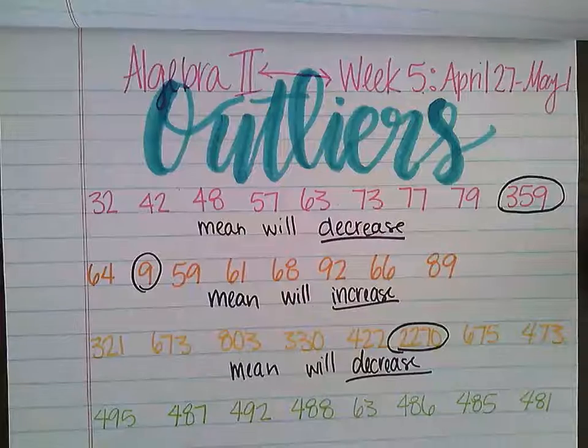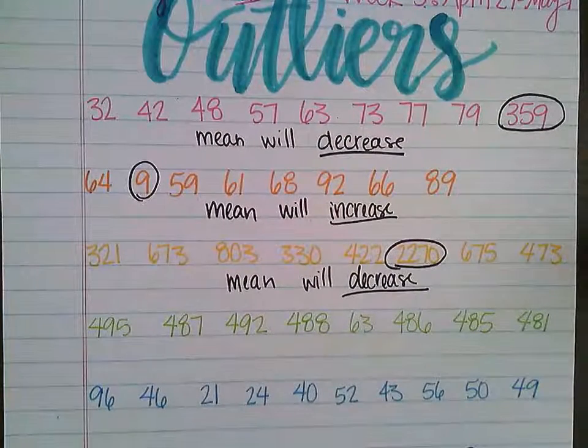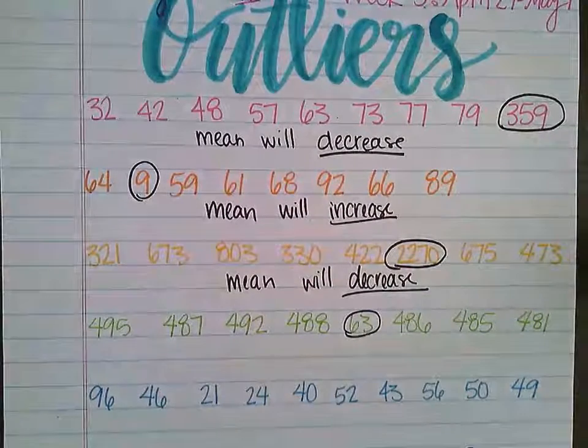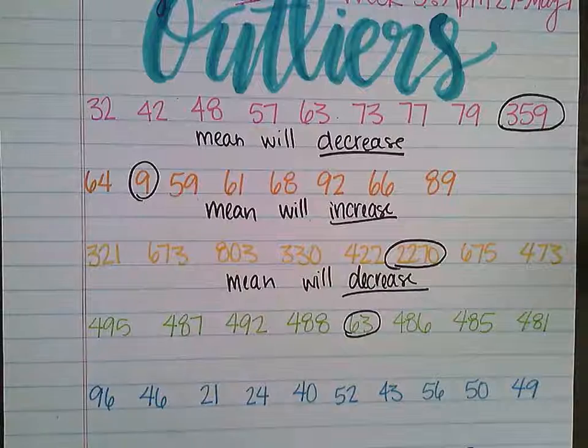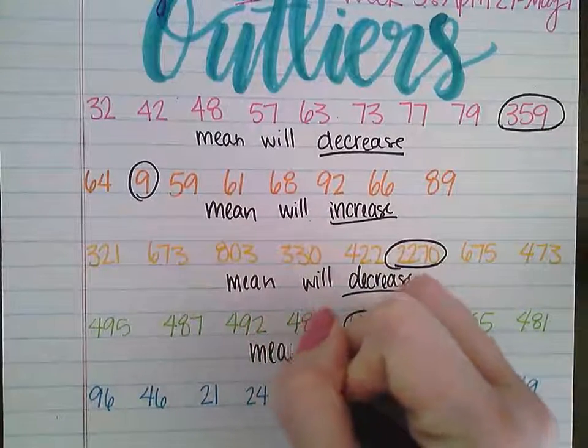All right, 3 more. In the green one, they all look to be in the 400s, except that little 63 right there. So since it's lower, it's bringing everybody down, and if we got rid of it, the mean will increase.